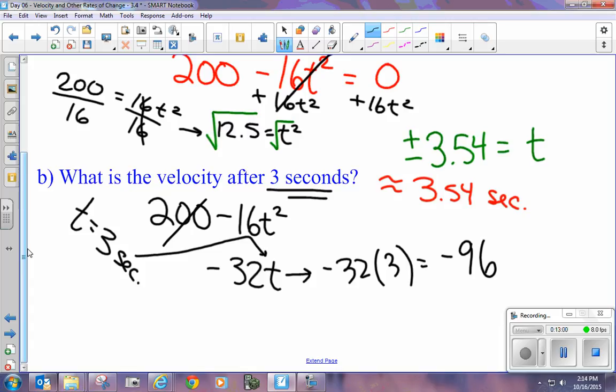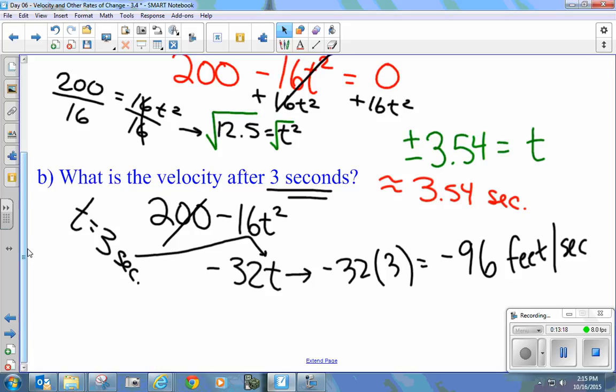What's my label? Feet per second. And guess what? You really shouldn't put negative 96. You should say it's moving 96 feet per second downward. Okay? So, question. If it takes approximately 3.5 seconds to hit the ground, well, at 3 seconds, that's almost another half second before hitting the ground, so that's probably one of its fastest points. All right?